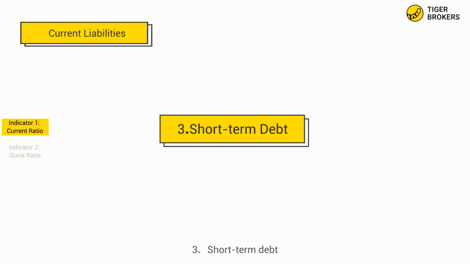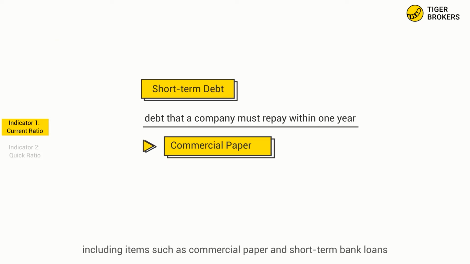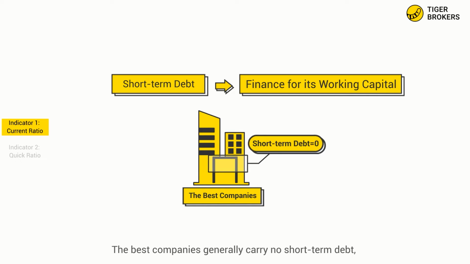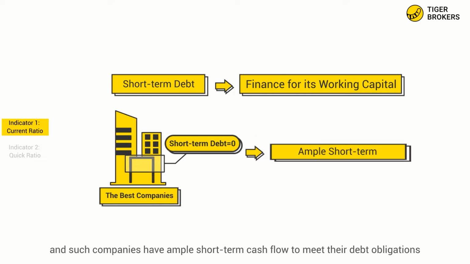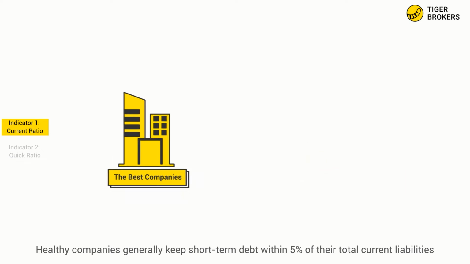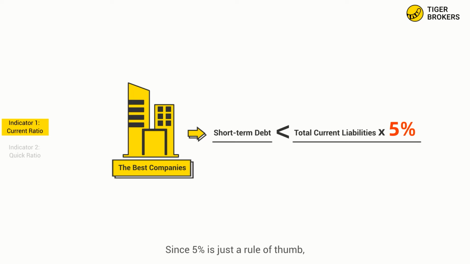3. Short-term debt. Short-term debt is debt that a company must repay within 1 year, including items such as commercial paper and short-term bank loans. Companies use short-term debts to finance their working capital. The best companies generally carry no short-term debt, and such companies have ample short-term cash flow to meet their debt obligations.